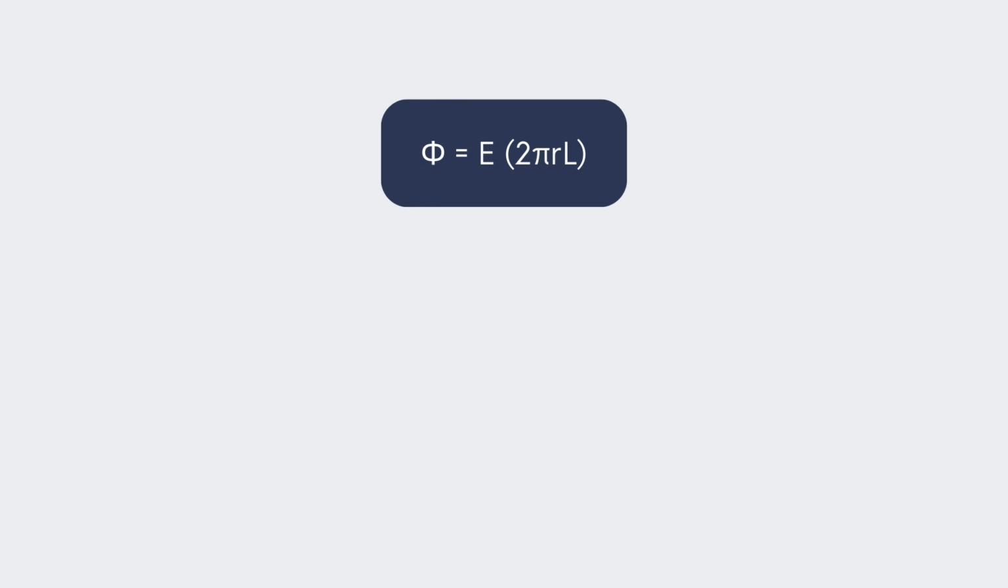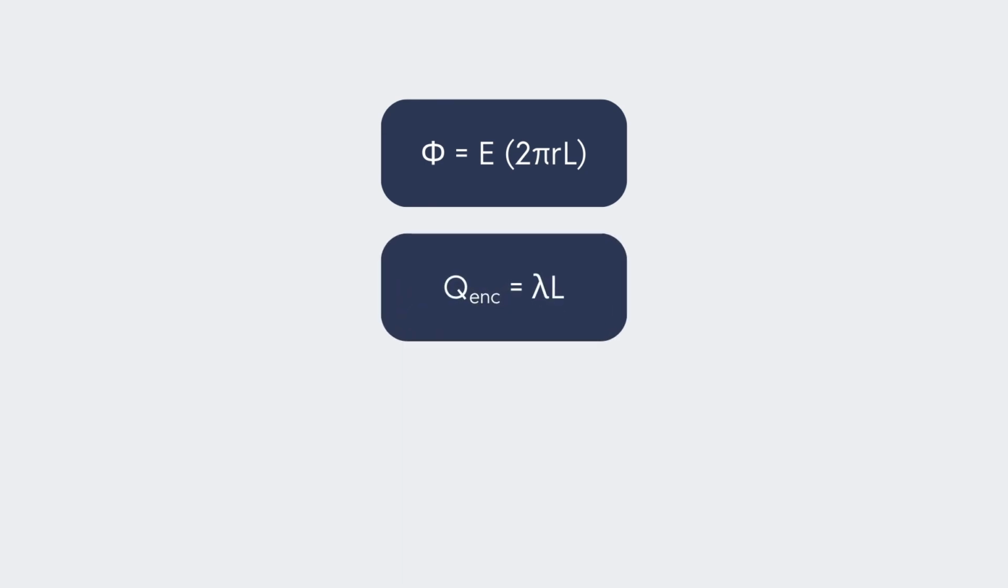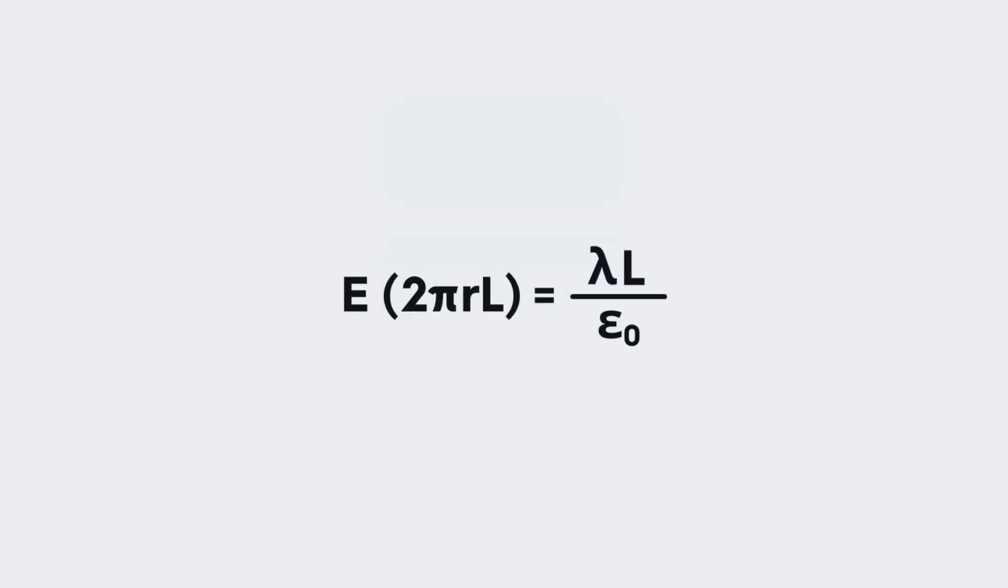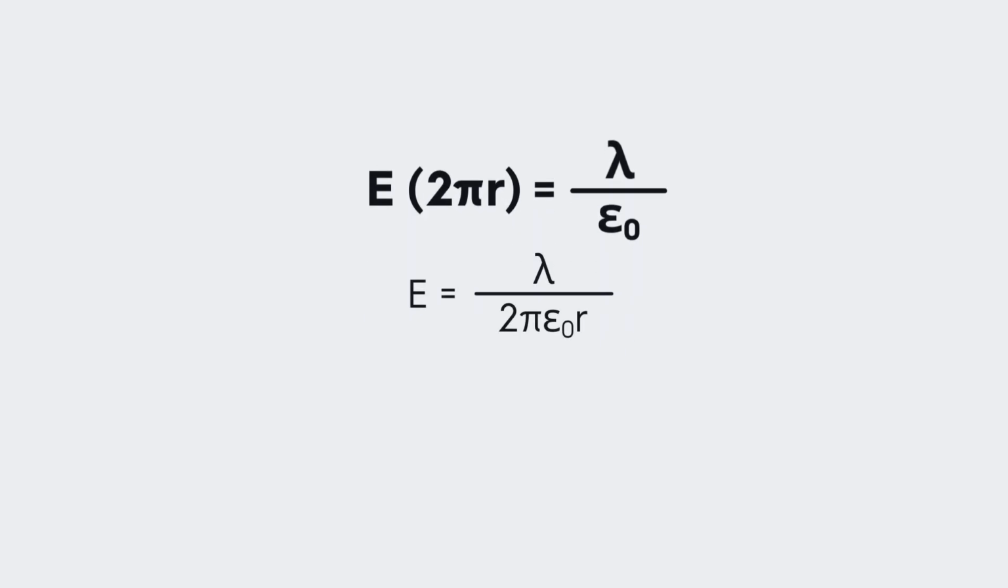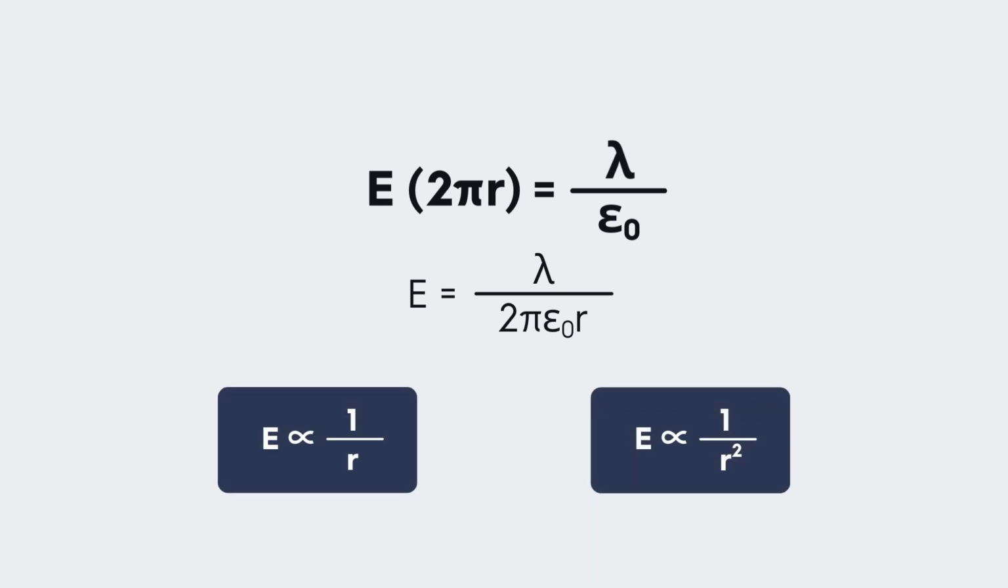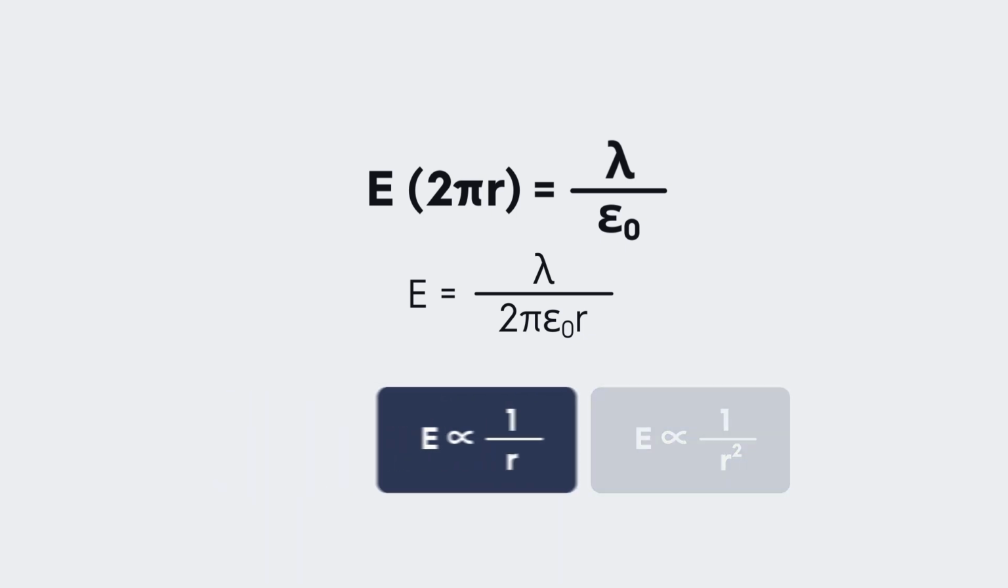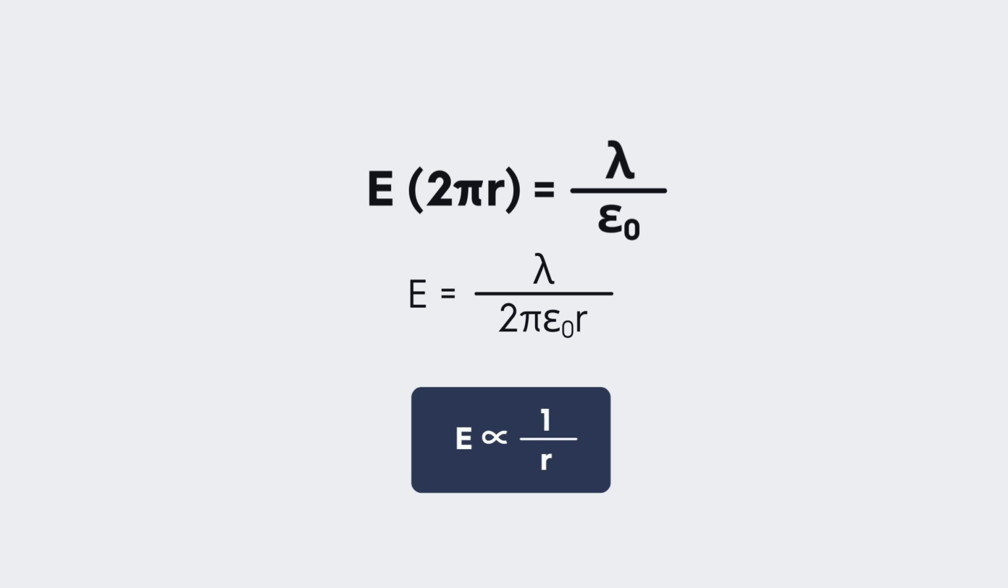Now plug in what we know. The flux through the curved surface is E times 2 pi rL, and the enclosed charge is lambda L. So Gauss's law gives E times 2 pi rL equals lambda L over epsilon naught. Cancel L on both sides and solve for E. E equals lambda over 2 pi epsilon naught r. Notice the key result. The field falls off like 1 over r, not 1 over r squared.